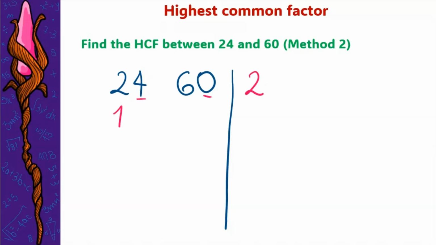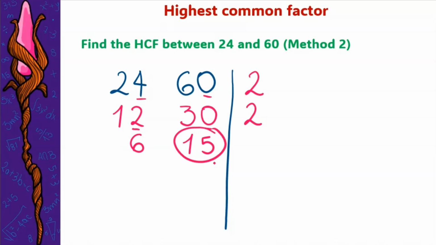24 divided by 2 is 12, 60 divided by 2 is 30. We can still divide by 2 because, again, we have even numbers, so we divide by 2 again. 12 divided by 2 is 6, and 30 divided by 2 is 15. We could take a half of this one, but we cannot take a half of this one without remainders. So what we are going to do is check the next prime number. The next prime number is 3.